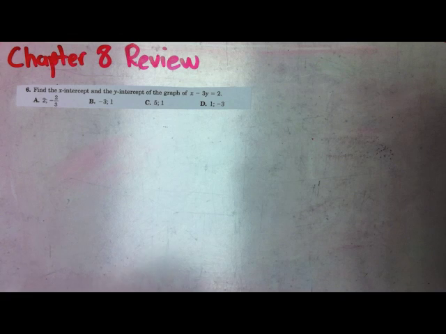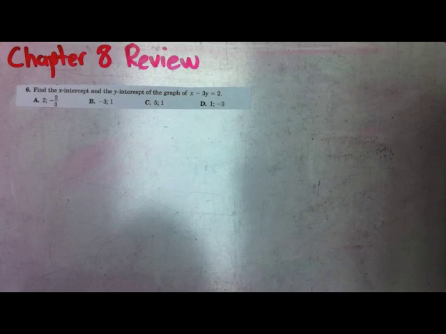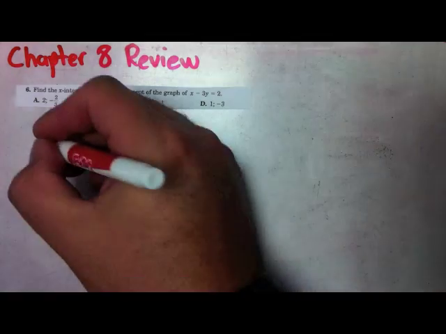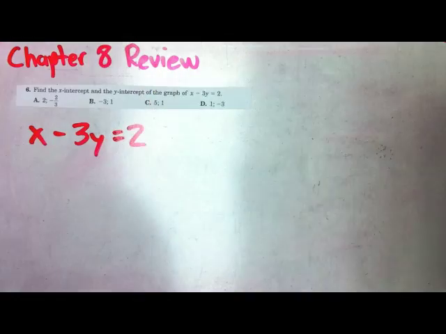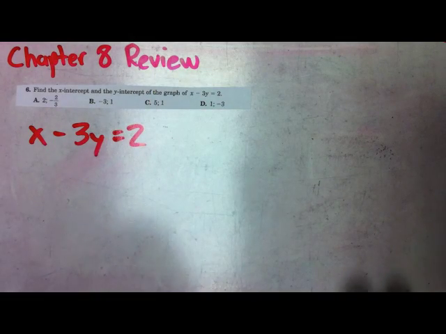I'm going to be working on number 6, which is one of my favorite problems. I love doing these. It says find the x-intercept and the y-intercept of the graph of x minus 3y equals 2. Now, the reason I like doing this so much is because I hope you guys know this, and I hope I taught you well on this, that x-intercepts and y-intercepts are very easy to find.